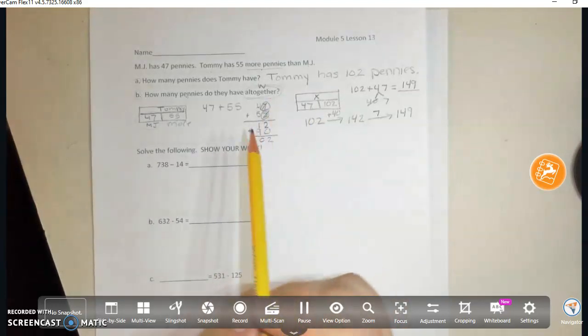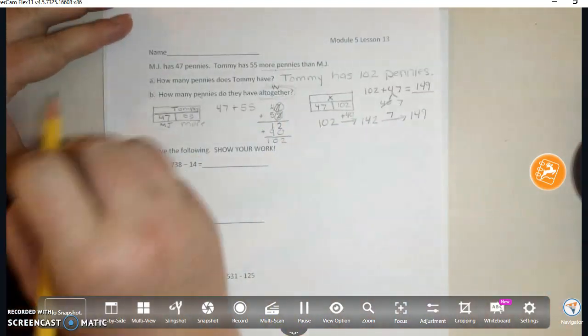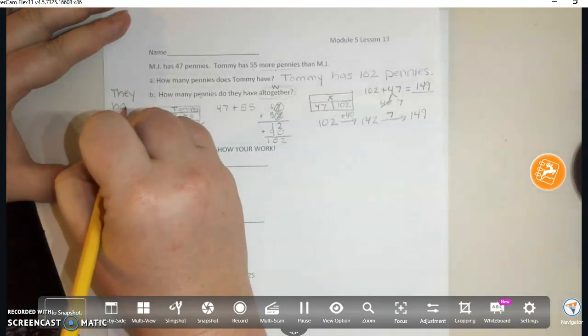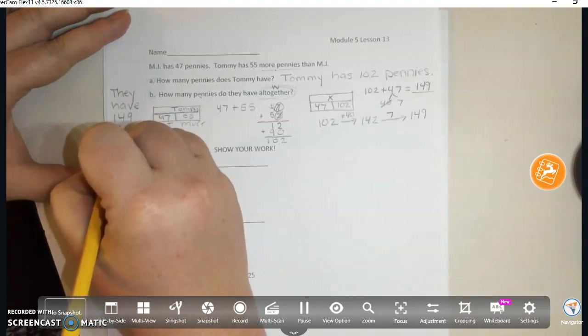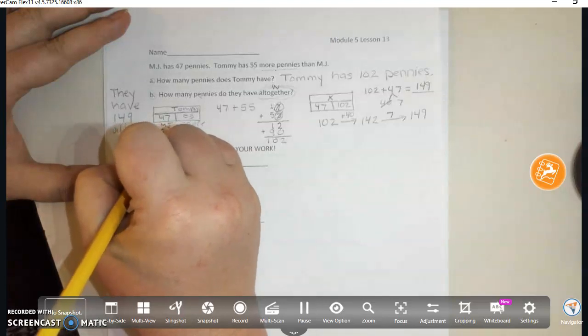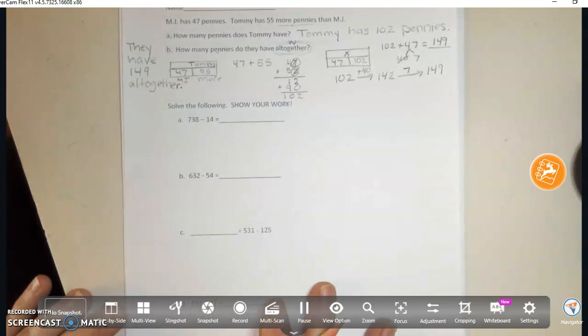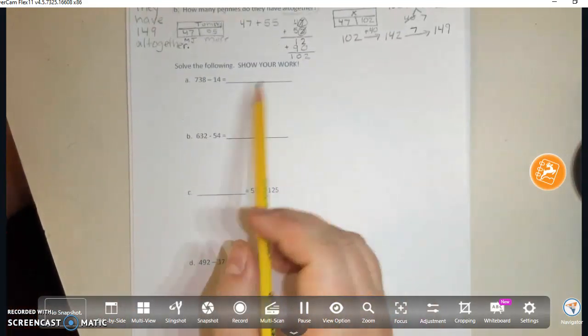I've run out of room, and I don't want to write all squishy, so I'm going to write my answer over here. They have 149 altogether. Still kind of squishy. I should have planned that a little bit better. Oh well. Okay, now I'm going to move on to my math problems, and it says show your work.